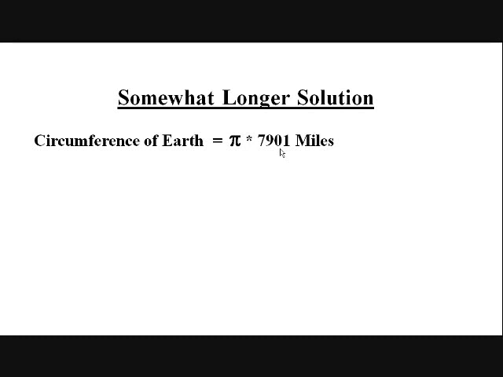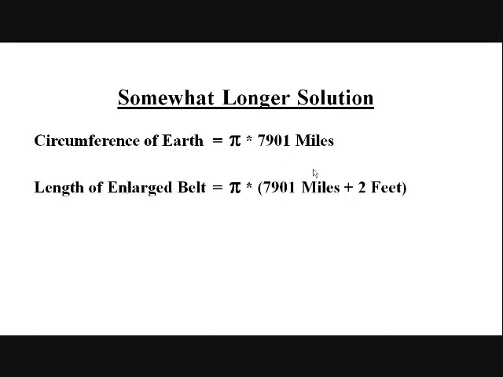And the circumference of the earth, remember, is that distance around the equator. It's the distance of the smaller belt. And we want to compare that with the distance of the larger belt. And the length of the larger belt, we're going to use the same formula. It's pi times bigger than the new diameter. And the new diameter is not just the 7,901 miles. No, it's the 7,901 miles plus those extra 2 feet.